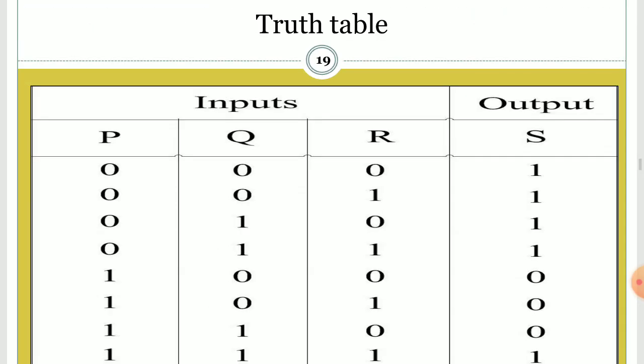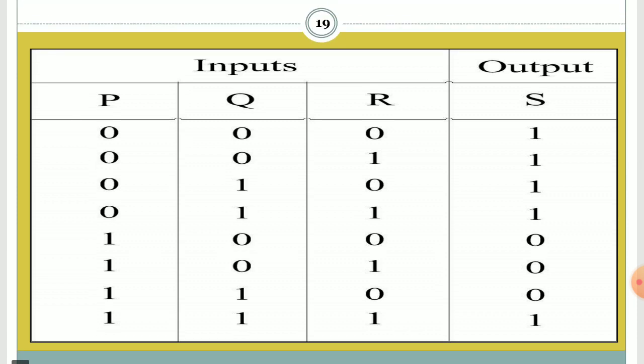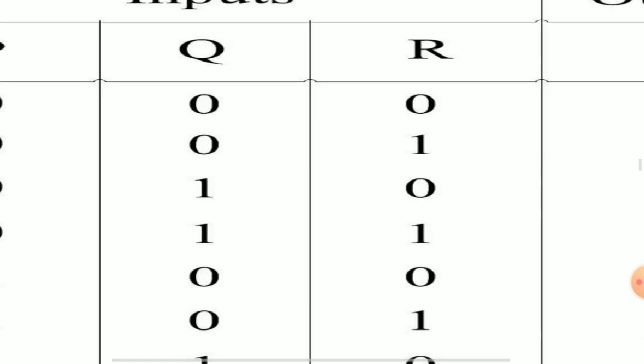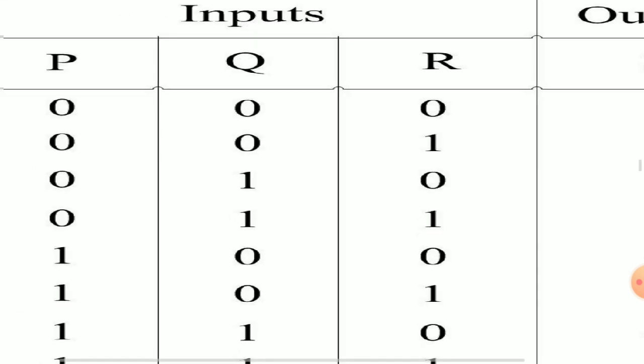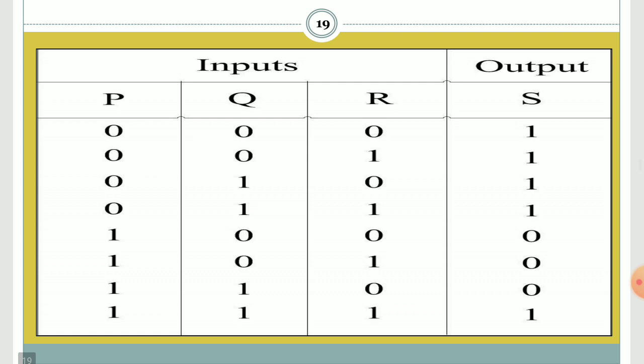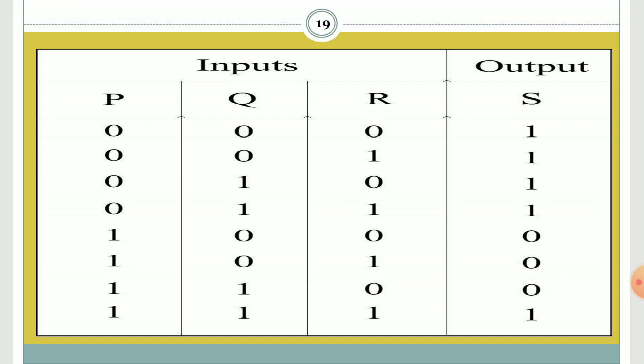So if P equals 0 we will get output 1, and again we will get output 1 when both Q and R are 1. In minterm 3, Q and R are 1. That's why output is 1. Again in the case of minterm 7, Q and R are 1. That's why output is 1. So we will get output 1 for the minterms 0, 1, 2, 3 and 7.